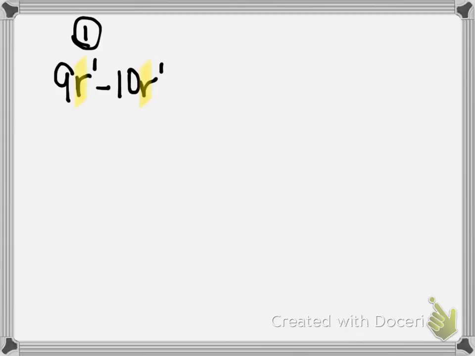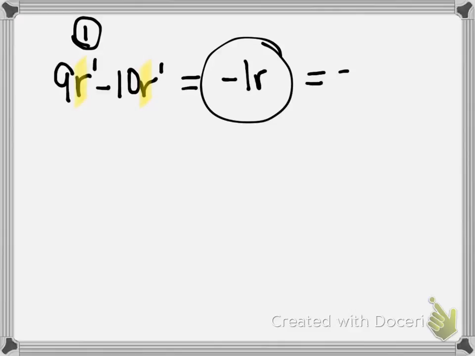Well, this goes back to our positive and negative integers. 9 minus 10 is a negative 1, and then your r to the first power kind of travels along with it. So negative 1r is the same as negative r. A coefficient of a 1 we usually don't write because it's meaningless. Okay? So you can see on number 1, the correct answer would be B.